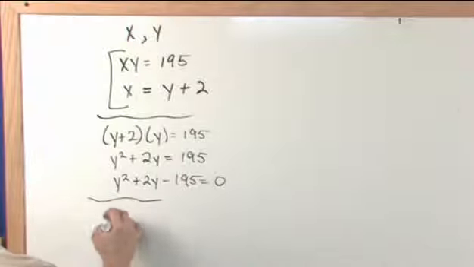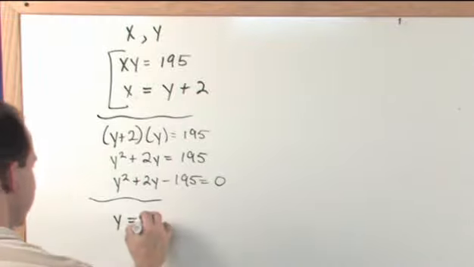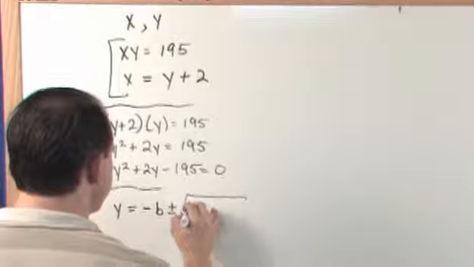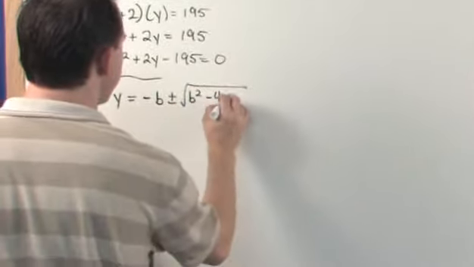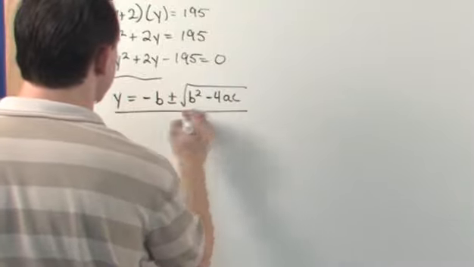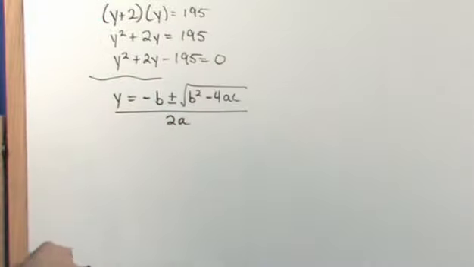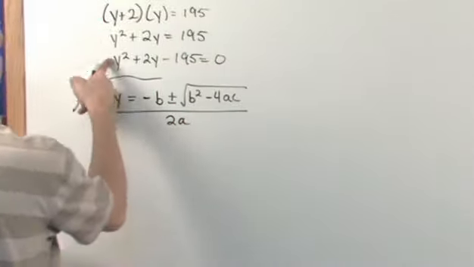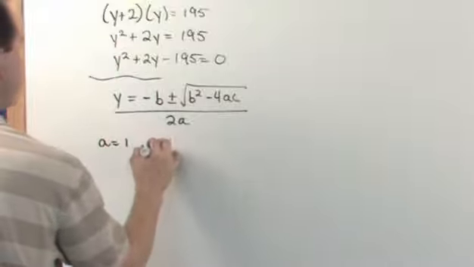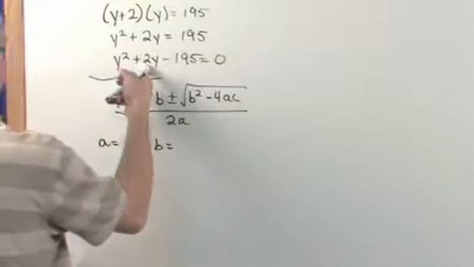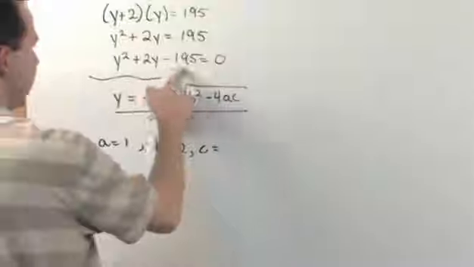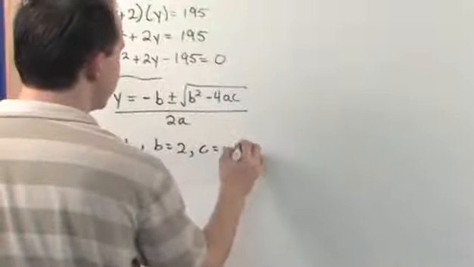The quadratic formula says, we're solving for y, so y is going to be equal to negative b plus or minus the square root of b squared minus 4ac, over 2a. That's what the quadratic formula says. Now in this case, a is equal to the coefficient in front of here, 1, b is equal to the coefficient in front of the y term, which is 2, and c is equal to the coefficient here at the end, which is just by itself, negative 195.